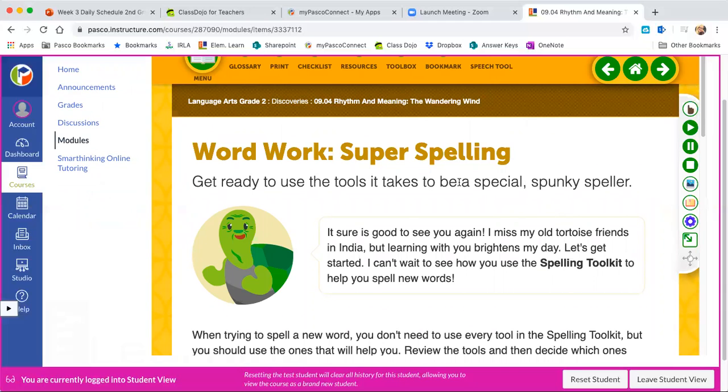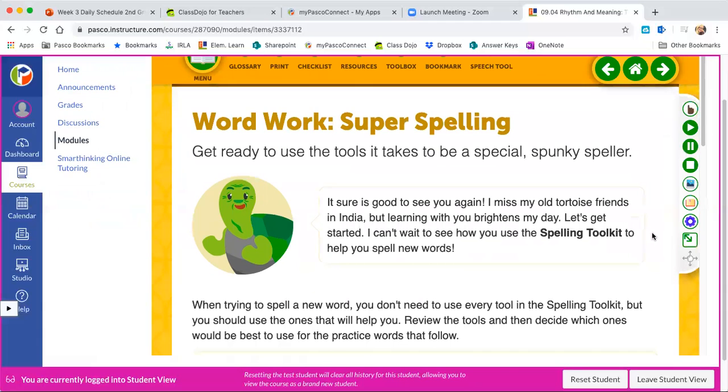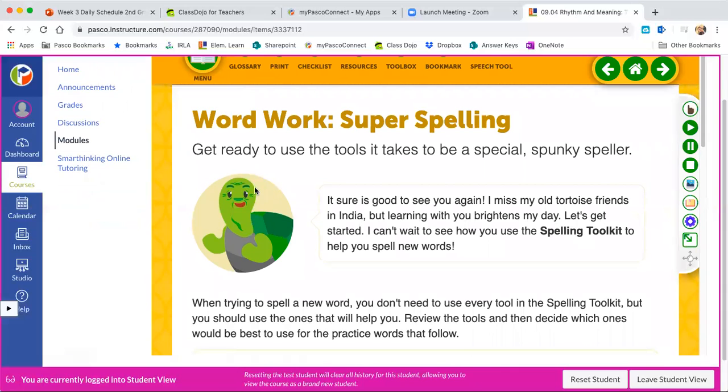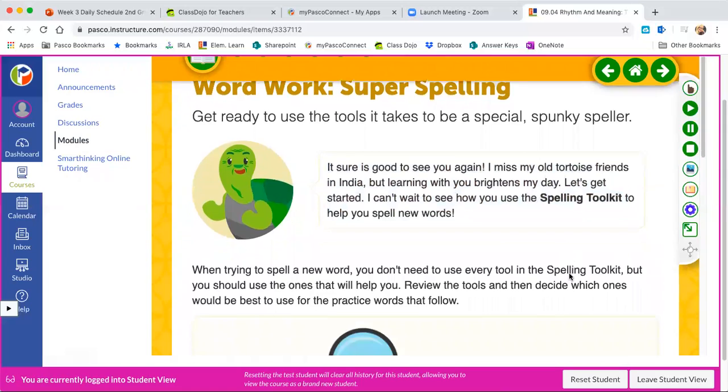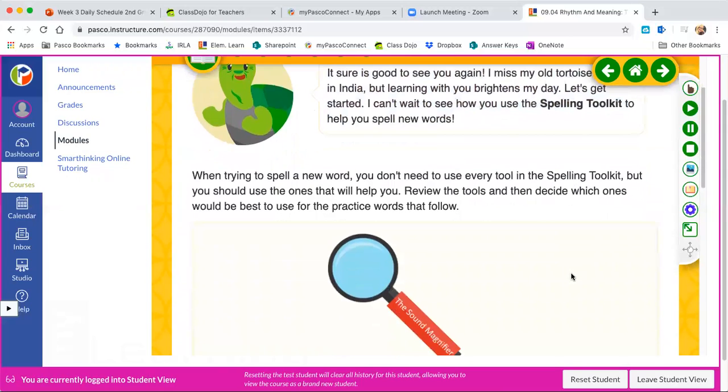Word work super spelling. So let's see here. Our little turtle friend says, "It sure is good to see you again. I miss my old tortoise friends in India, but learning with you brightens my day. Let's get started. I can't wait to see how you use the spelling toolkit to help you spell new words." When trying to spell a new word, you don't need to use every tool in the spelling toolkit, but you should use the ones that will help you.